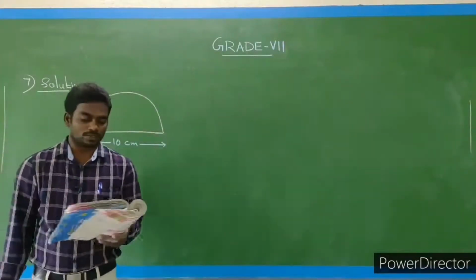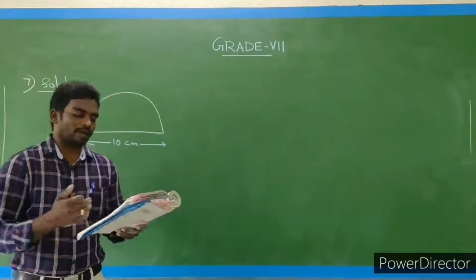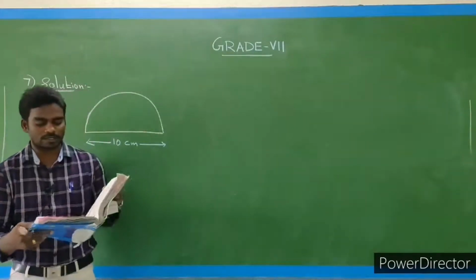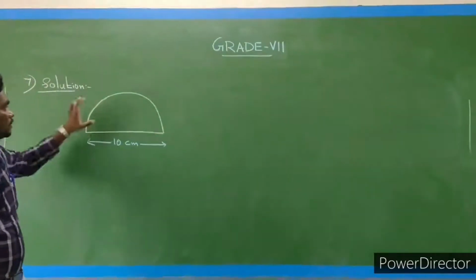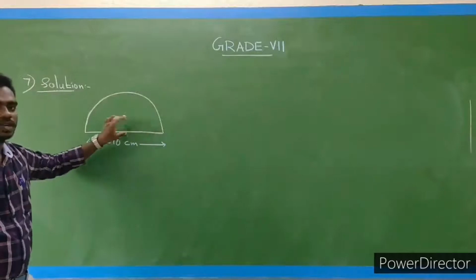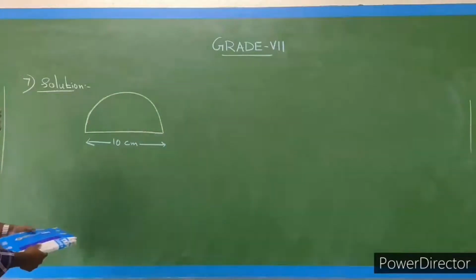Next our seventh question. What is seventh one? Find the perimeter of the adjoining figure, which is a semicircle including its diameter. We want to find the perimeter of this given shape, which is a semicircle including its diameter. So how to find this?